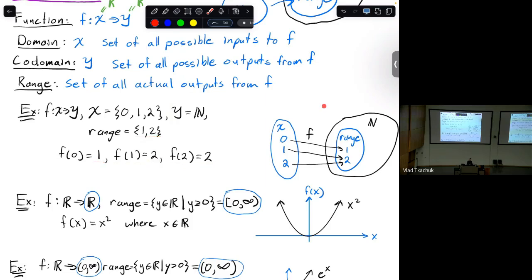People love drawing these pictures, and I think they're quite helpful. You can see what's happening here. You have a function, its domain is the numbers 0, 1, and 2. It maps to numbers 1 and 2. You can see that there are multiple values in the domain which map to the same number, like 2. And that's a subset of this whole codomain. Okay.